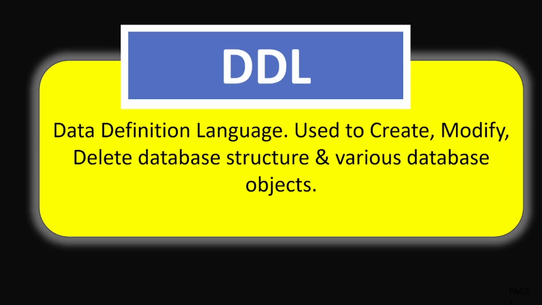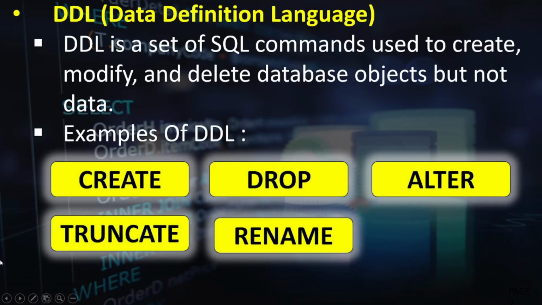This is used to create, modify, and delete database structure and various database objects. So what are the examples of DDL? There are many DDL commands like create, drop, alter, truncate, and rename. We are going to talk about all of these in today's session.